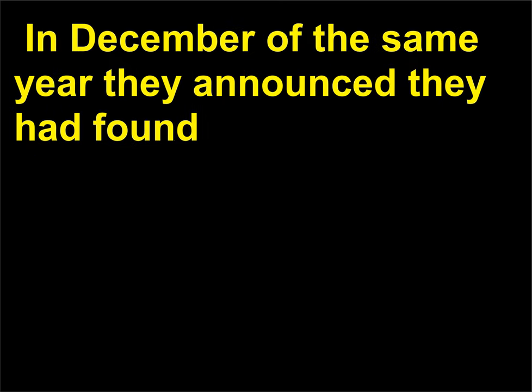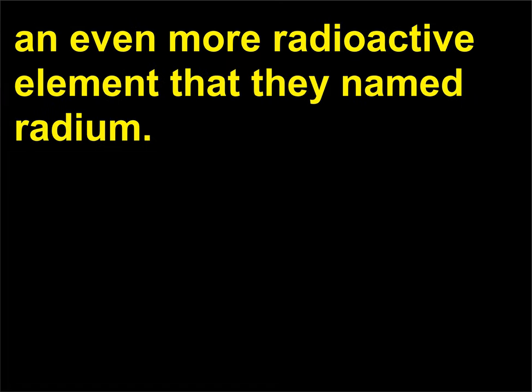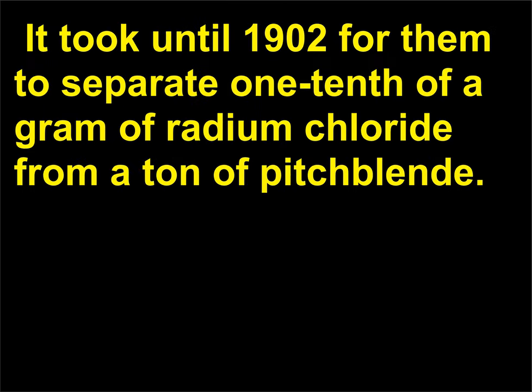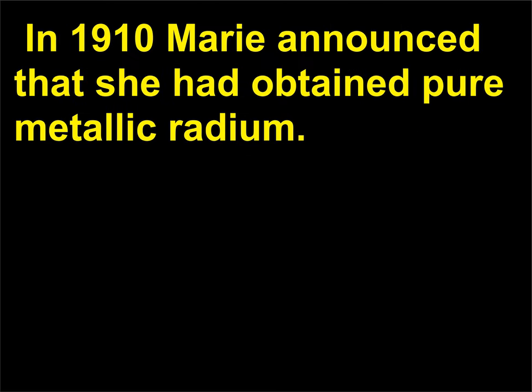In December of the same year, they announced they had found an even more radioactive element that they named radium. It took until 1902 for them to separate 1/10 of a gram of radium chloride from a ton of pitchblende. In 1910, Marie announced that she had obtained pure metallic radium.